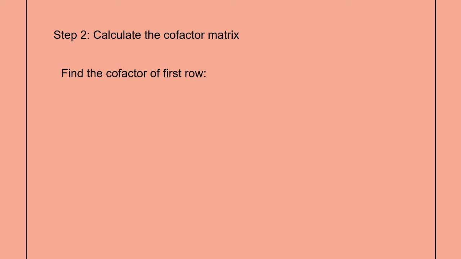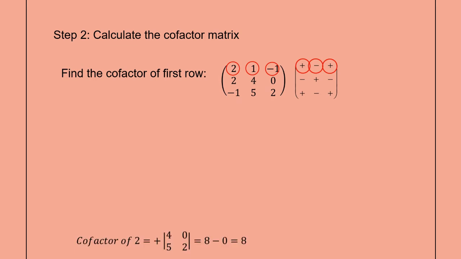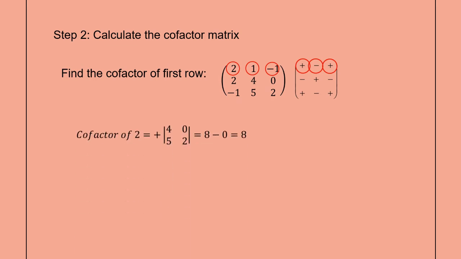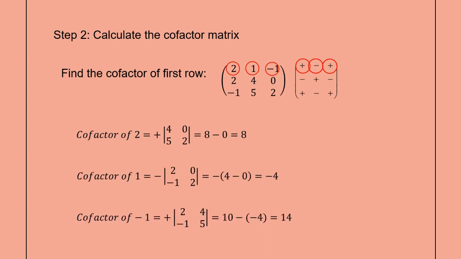After finding the determinant of the matrix, the next step you have to do is to calculate the cofactor matrix. So we will start with the first row. For the cofactor of 2, after calculating, we will get 8. For the cofactor of 1, it corresponds to the negative sign right here, and we will get -4. For the cofactor of -1, we will get 14.